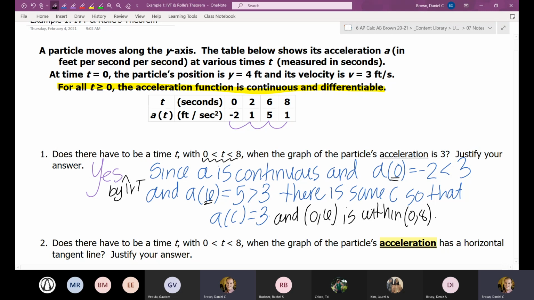Again, what I have in black there would be extra. The minimum you would need is, of course, just that blue. You mentioned what allowed you to use the theorem. You mentioned that you had a point below and then a point above what you were looking for. And then you answer the question. Yes, there has to be some point where the acceleration is equal to 3. Questions on that?